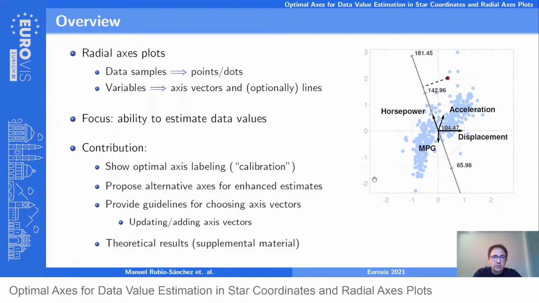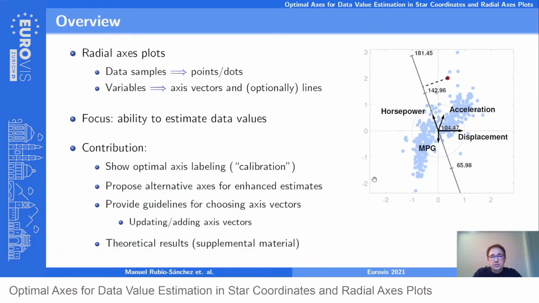So the whole paper revolves around this idea of estimating data values optimally. And we're going to show how to label the axis optimally, how to choose alternative axes that allow users to estimate values more accurately. We're also going to provide guidelines for choosing axis vectors and therefore visualizations, whether we would like to update an axis vector or add new axis vectors into the plot.